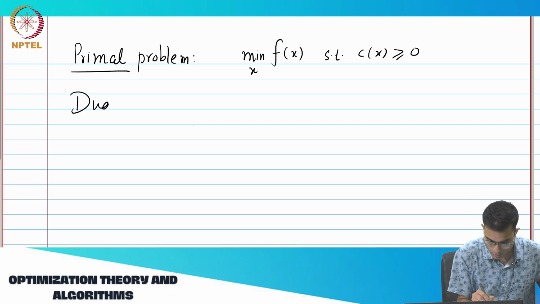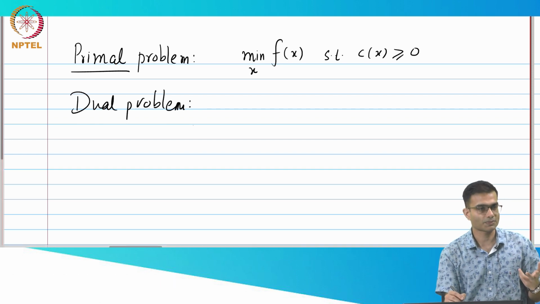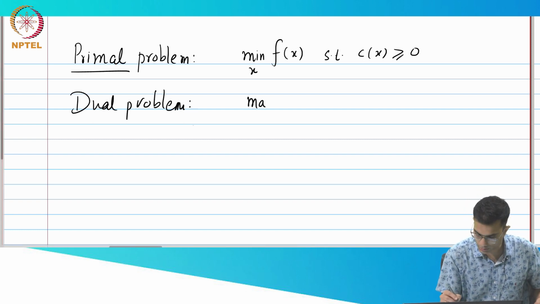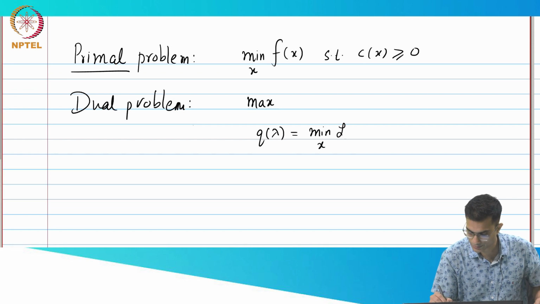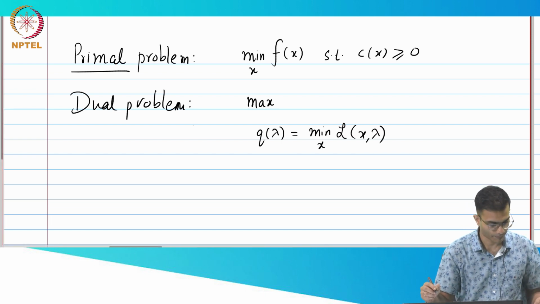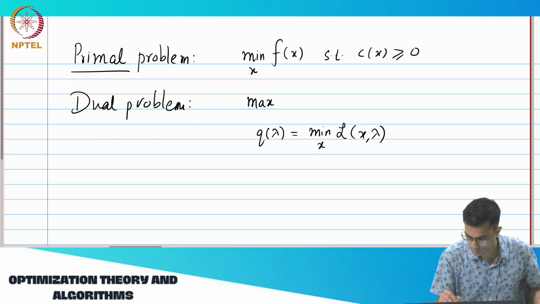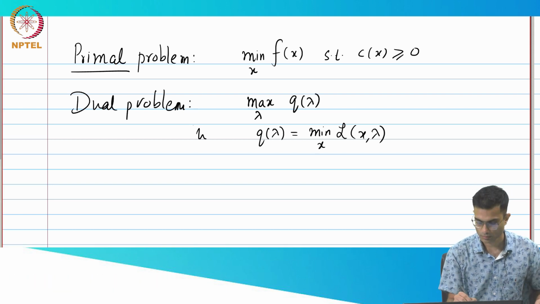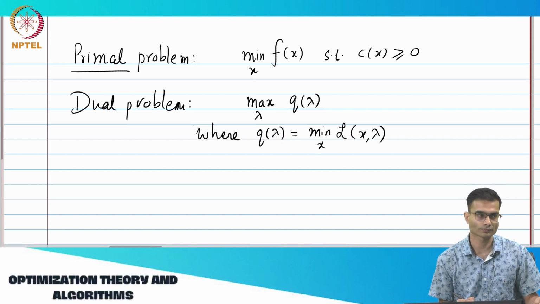So the dual problem is in 2 steps. The first step is form the Lagrangian dual. So how do I do that? Q of lambda is the minimum over x of the Lagrangian. And then once I got this, what did I do? I maximized it. So maximize the Lagrangian dual function.